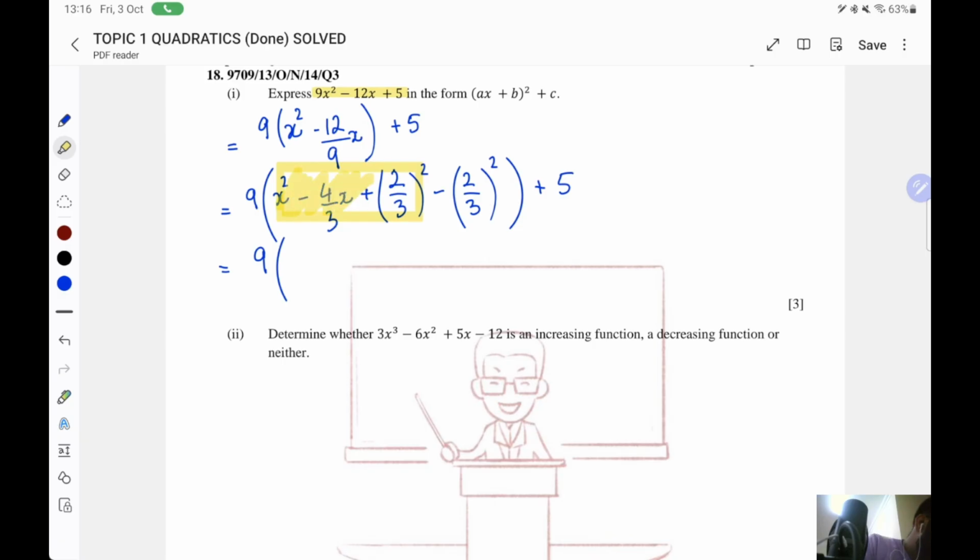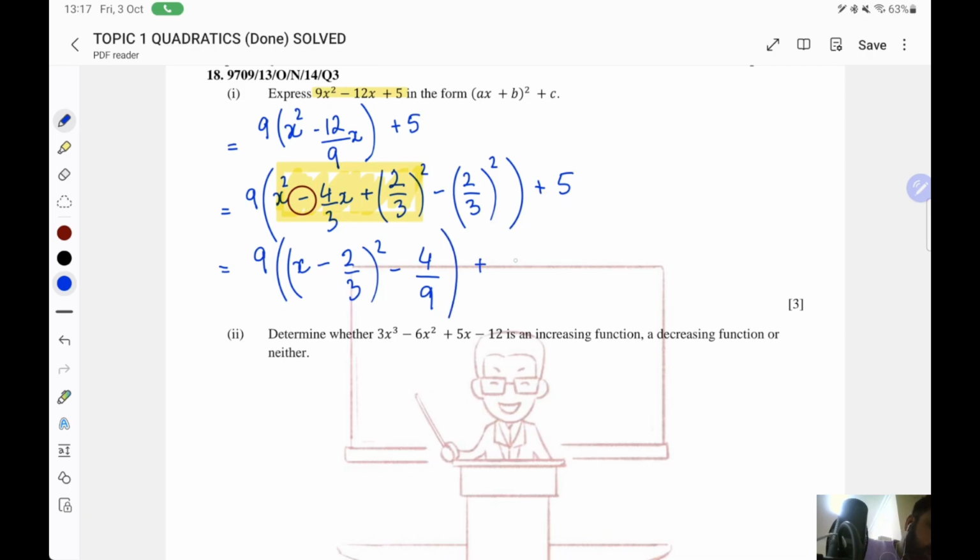If there is a negative sign over here, it means it's the a minus b identity. Otherwise, if it's positive over here, it means a plus b. So it will be 9 bracket x plus x minus (2 by 3) whole square minus 4 by 9 bracket close plus 5.